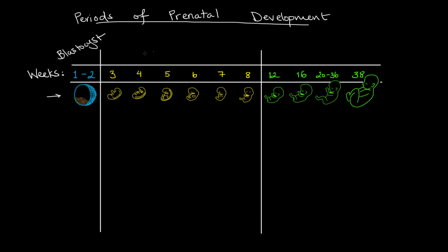The second period is called the period of the embryo. And so this is when the baby is just starting to really form into a baby. And there's an important process that happens during the period of the embryo called organogenesis.